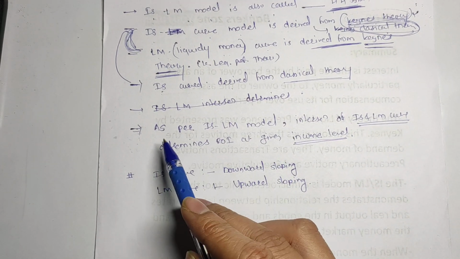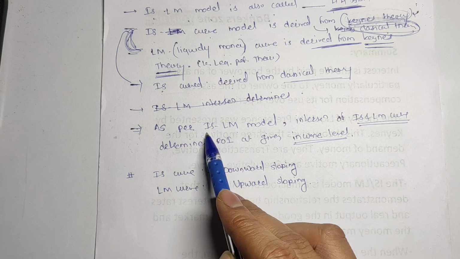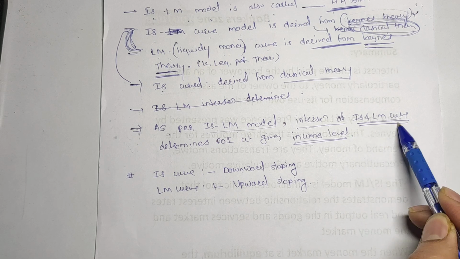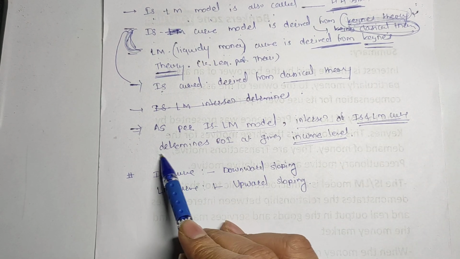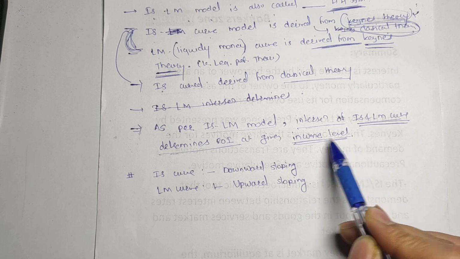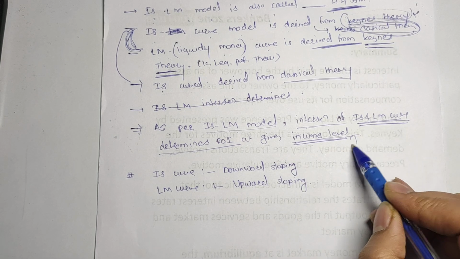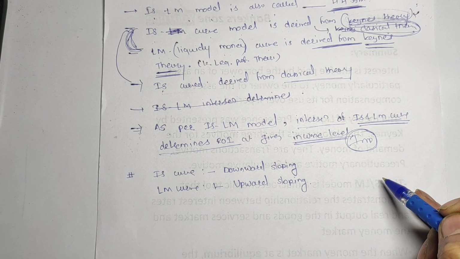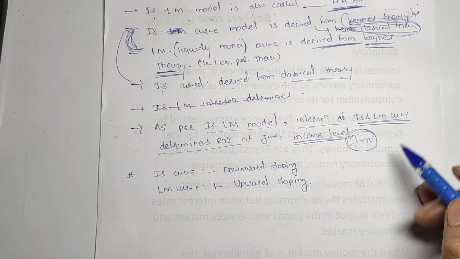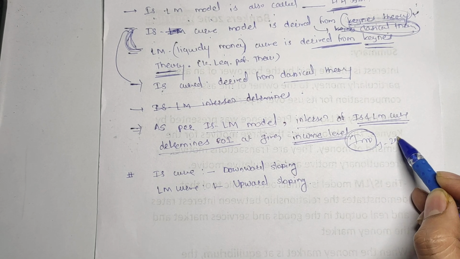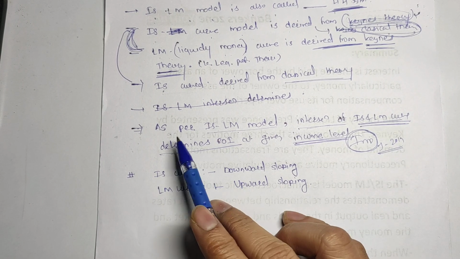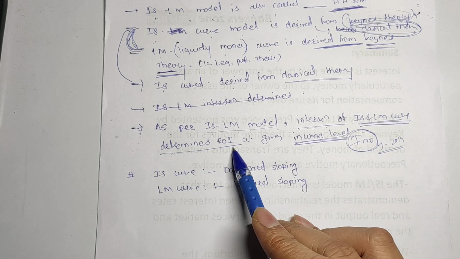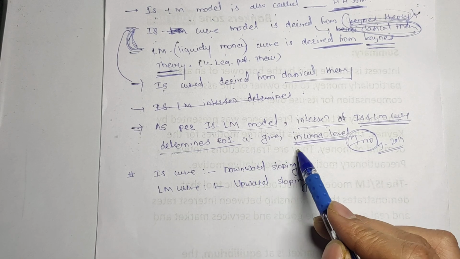Okay, as per the ISLM model, the intersection of the ISLM curve determines the rate of interest at a given income level. That is also very important, friends. This was asked last time by the IIBF in the exam held in June 2019. As per the ISLM model, the intersection of the ISLM curve determines the rate of interest, that we all know, but it is at a given income level.